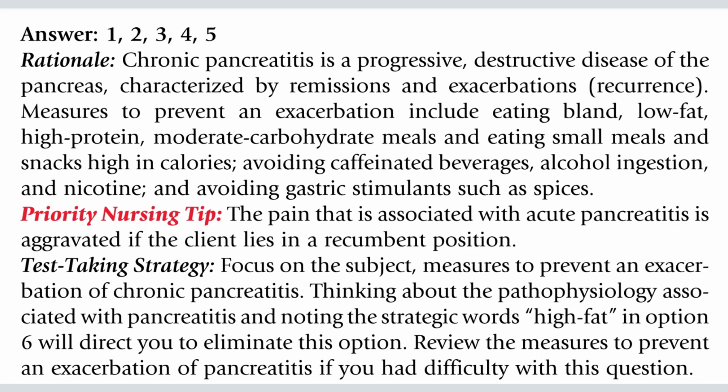Rationale: chronic pancreatitis is a progressive, destructive disease of the pancreas, characterized by remissions and exacerbations. Measures to prevent an exacerbation include eating bland, low-fat, high-protein, moderate carbohydrate meals and eating small meals and snacks high in calories, avoiding caffeinated beverages, alcohol ingestion, and nicotine, and avoiding gastric stimulants such as spices.